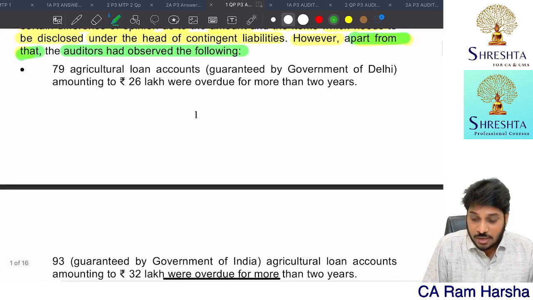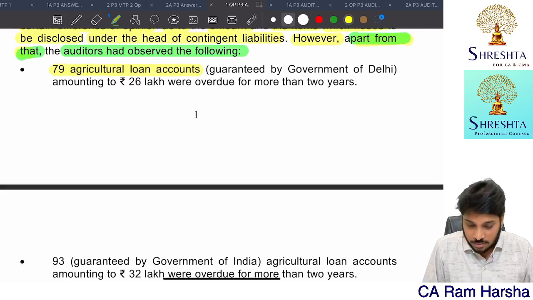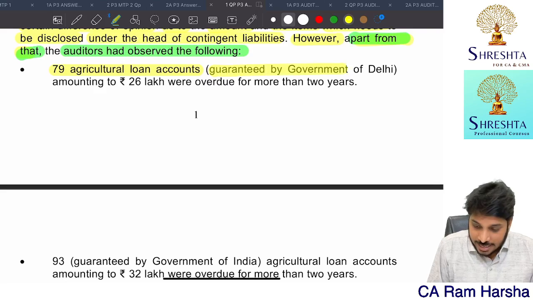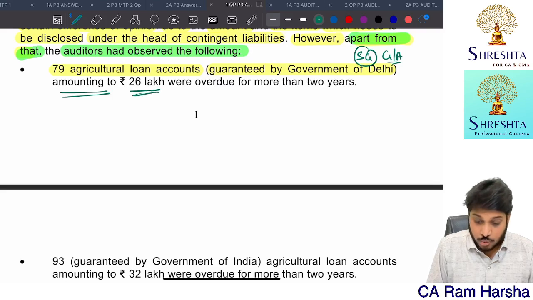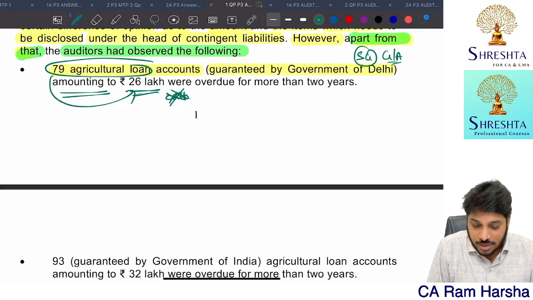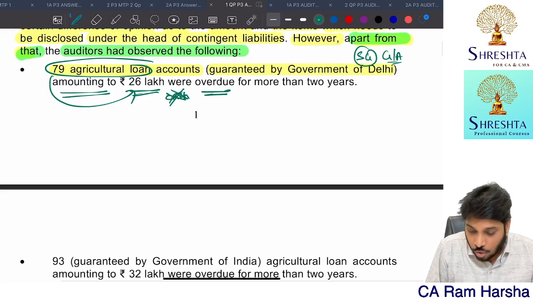What have they observed? 79 agricultural loan accounts guaranteed by the Government of Delhi. State government guaranteed advances amounting to 26 lakh. Remember, it's not each month. All 79 loans put together, 26 lakh is the outstanding, overdue for more than 2 years.